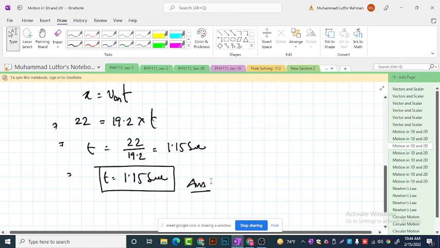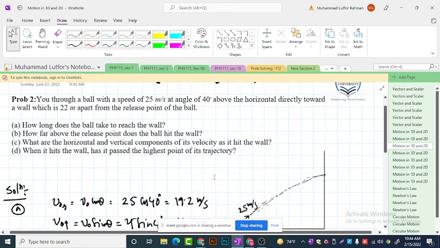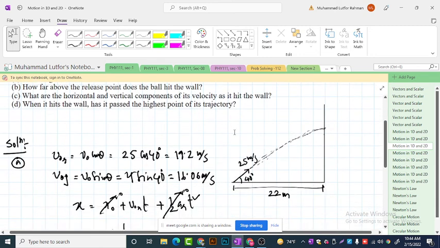All right. Now the second question: how far above the release point does the ball hit the wall? This is your release point. They are asking us to find that height, the y. I use y, not h.